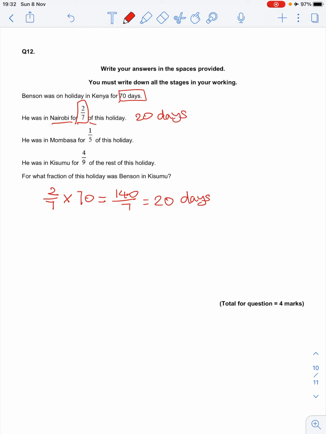So he was in Mombasa for 1 over 5 of the holiday. So remember, of means multiply in math. So 1 over 5 multiplied by 70 equals 70 divided by 5. This is equal to 14 days.